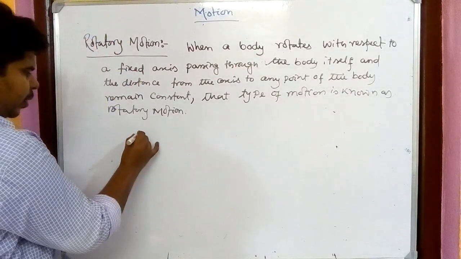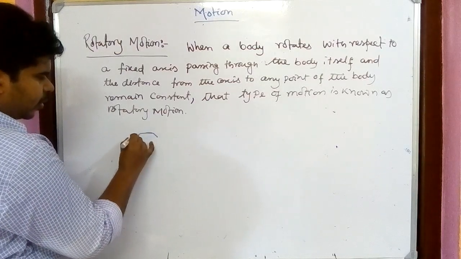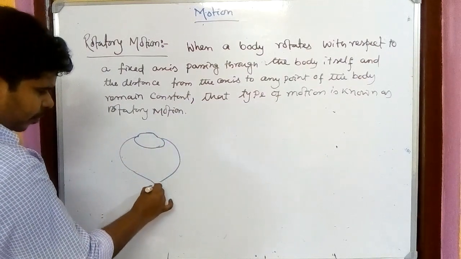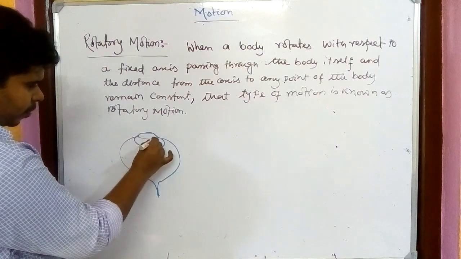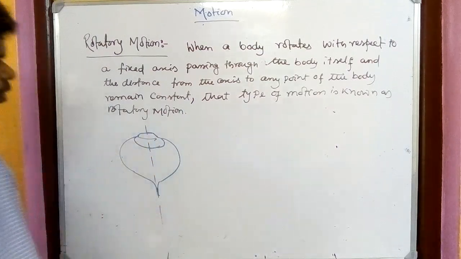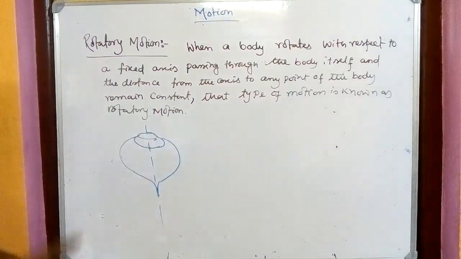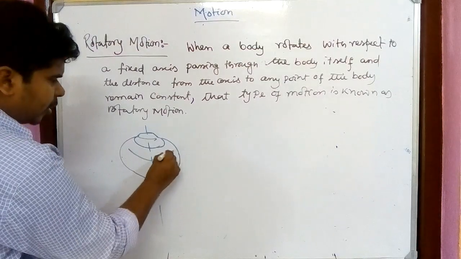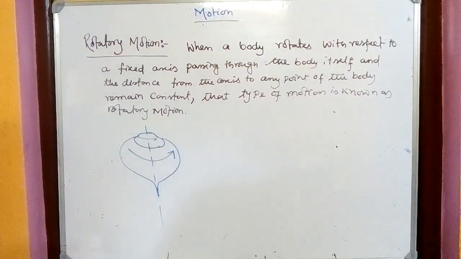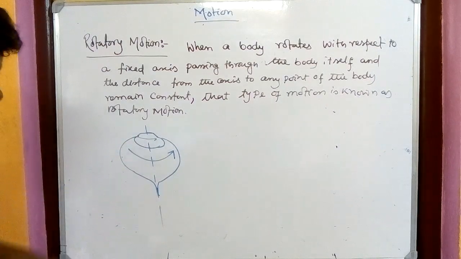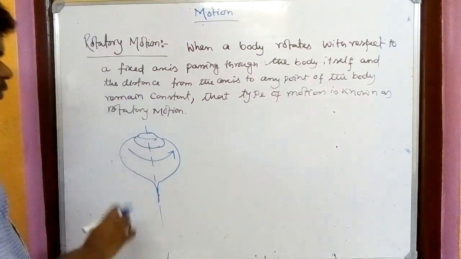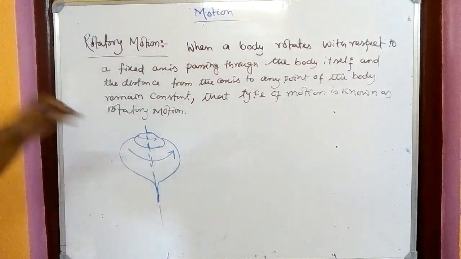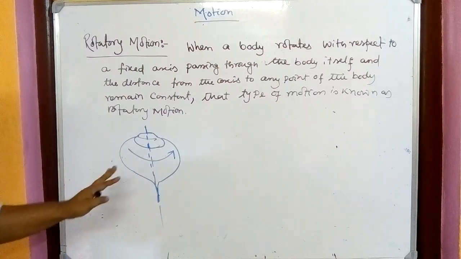If I take an example here, a spinning top. In Bengali, lattu. So when it rotates, assume it rotates in this direction. You see it rotates with respect to this axis. This is the nail generally, with respect to which it is moving, and this is the axis we can assume is passing inside the body. That is a rotatory motion.